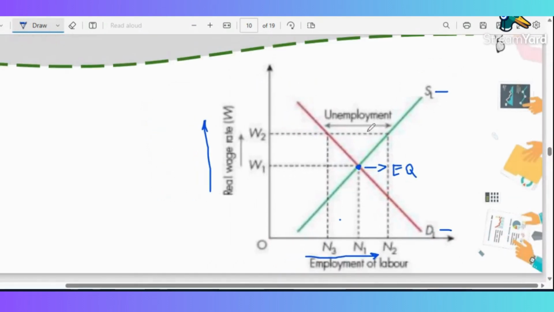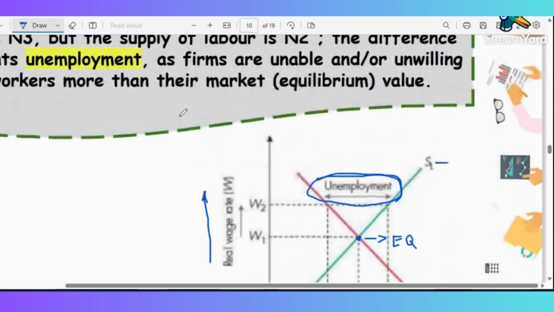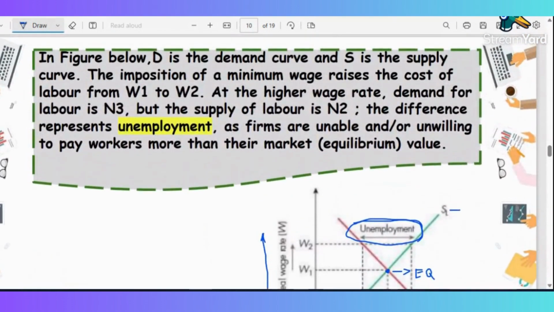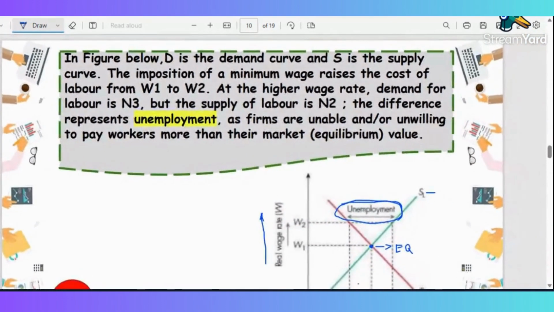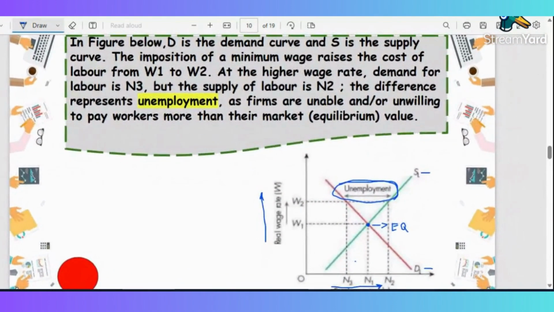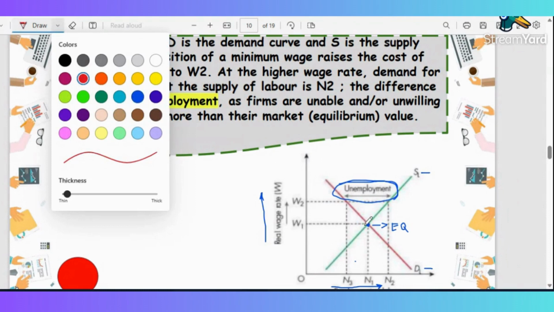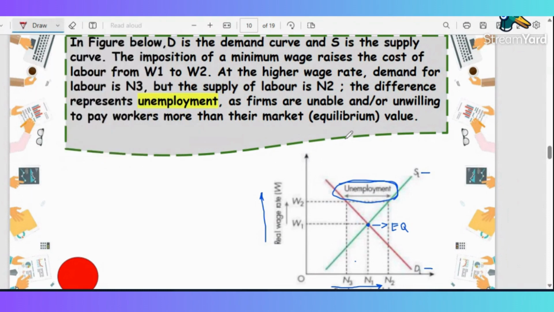And we are seeing above the equilibrium level here, we are seeing unemployment, where it is demonstrating the surplus on the graph. Alright, let's look at this now, what it's saying. Now, it's saying that in the figure below, it says that D, so where is D? Let me put it in another color for you to see. It says that D is the demand curve, which I showed you right here, the red line here. And S is the supply curve, which is the green line here.